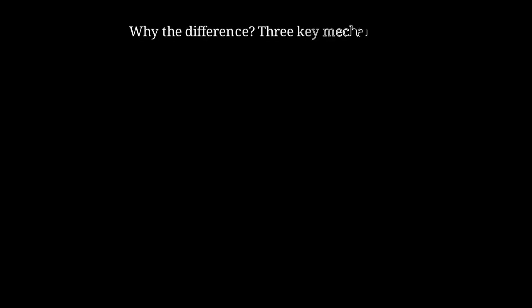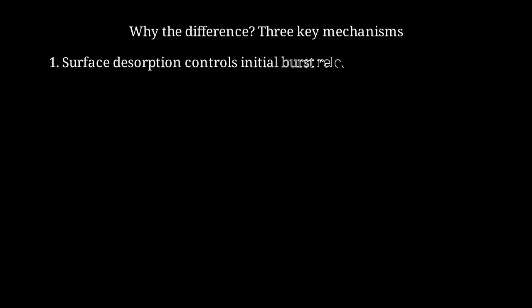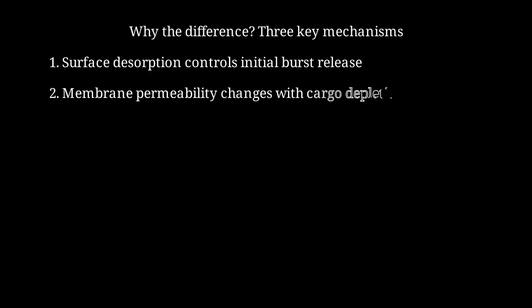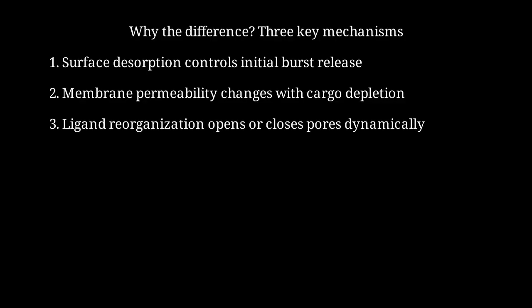Why do we see this difference? Three key mechanisms are at play. First, surface desorption. Molecules already near or on the surface are released immediately in a burst. Second, membrane permeability can change as cargo is depleted because membrane stress and structure depend on what's inside. Third, ligands on the surface reorganize dynamically, opening or closing pores and changing release rates over time. The release rate constant becomes a complex function of time, surface concentration, and membrane stress.